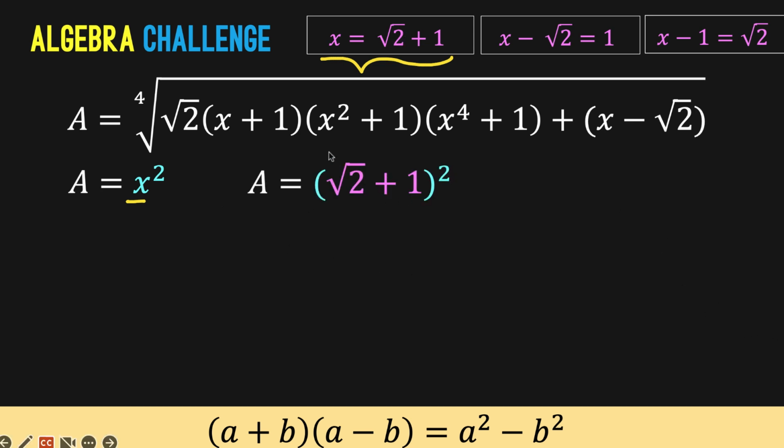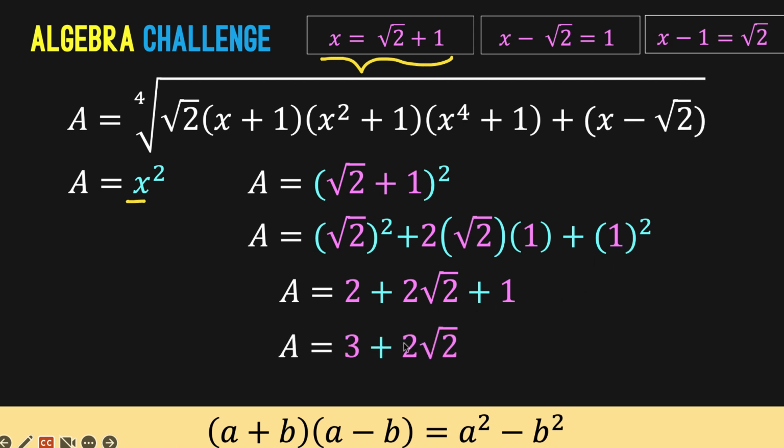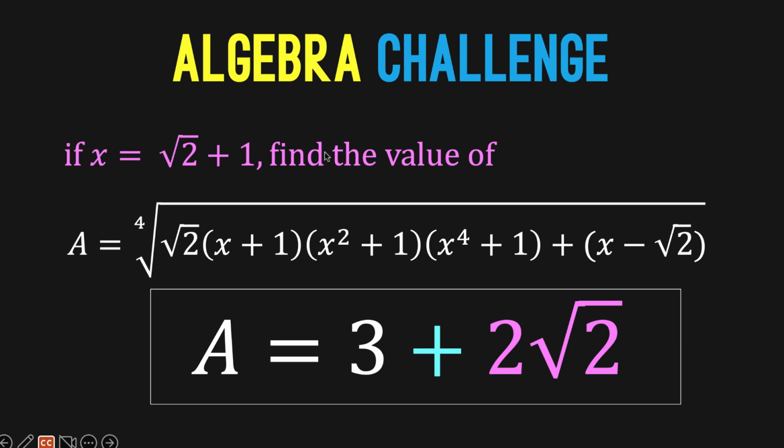The square of the quantity, the square root of 2 plus 1, which is a square of a binomial, and we know how to simplify this. That is equal to the square of the first term plus twice the product of the first and the second terms plus the square of the last term. Simplifying further, this part here becomes 2. This part is 2 square root of 2, and 1 squared is equal to 1. We can add this 2 plus 1 to get 3 and copy 2 square root of 2. And this is now the value of a, which is our final answer to this algebra challenge.